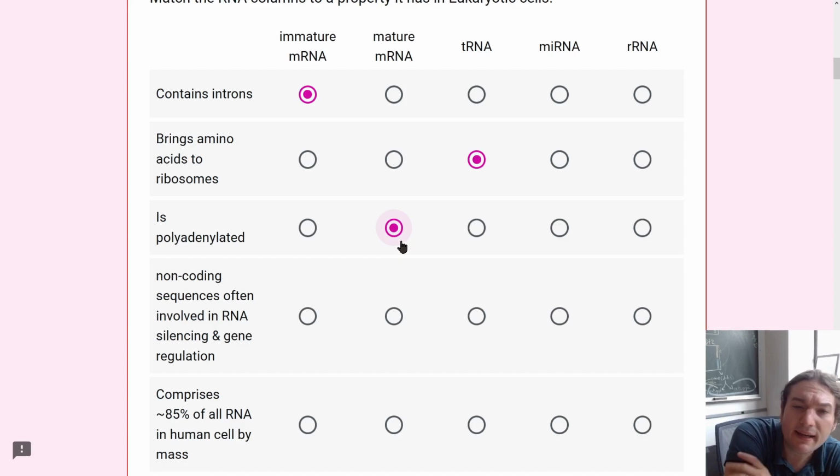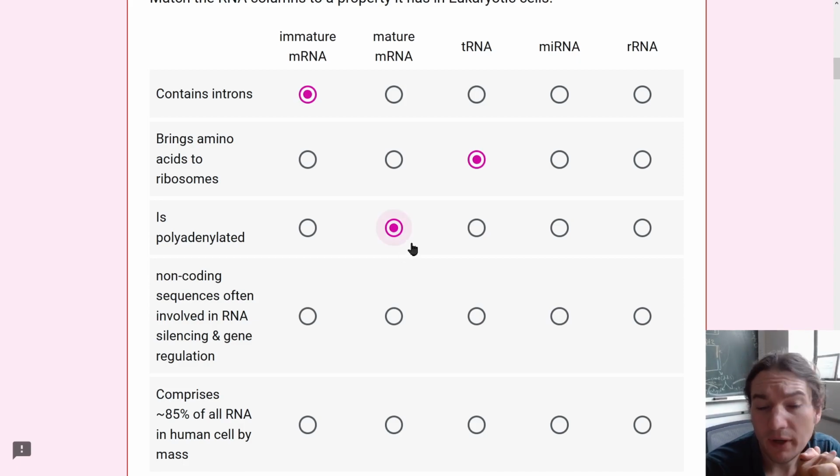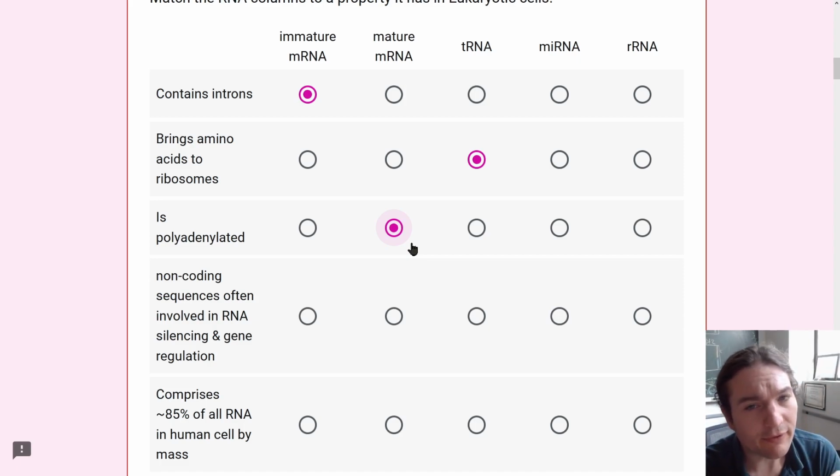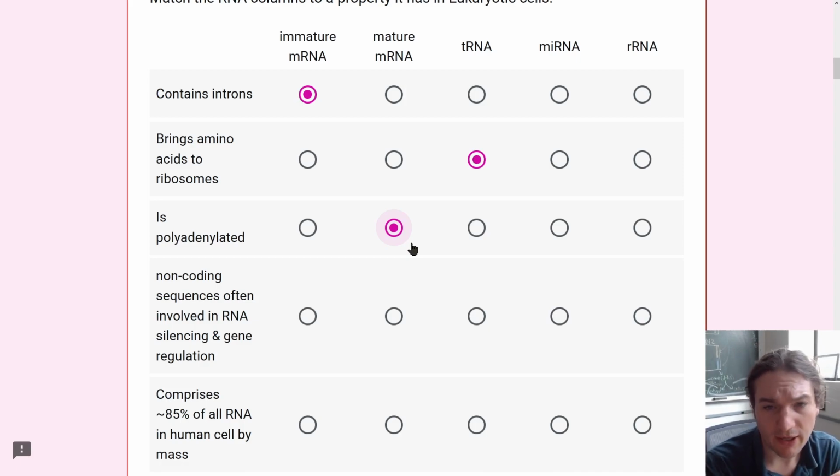Mature mRNA has a polyadenylated tail added to it that allows it to exit the nucleus, and this polyadenylation is actually one of the primary molecular tools that we have to isolate specifically mature messenger RNA. It is used as part of the isolation process for collecting messenger RNA from sequencing data. You can just separate it from the immature.